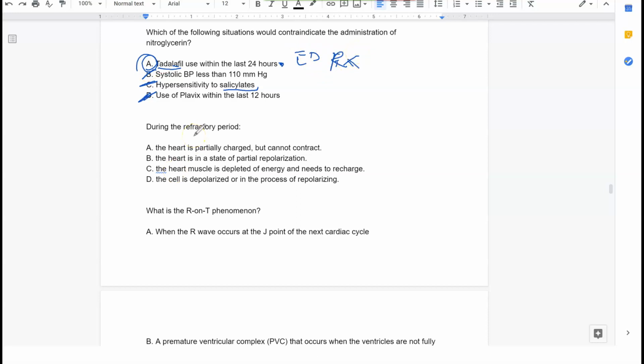During the refractory period, what is going on? Right, so the heart is partially charged but cannot contract. No, the heart has been discharged, really. It's been depolarized, right? So the heart is at a state of partial repolarization. Yeah, sort of, but not quite. We'll hang on to that one for now. Heart muscle is depleted of energy and needs to recharge. No, it's not an ion battery. The cell is depolarized or in the process of repolarizing. Yes. The refractory period is that transitionary phase.